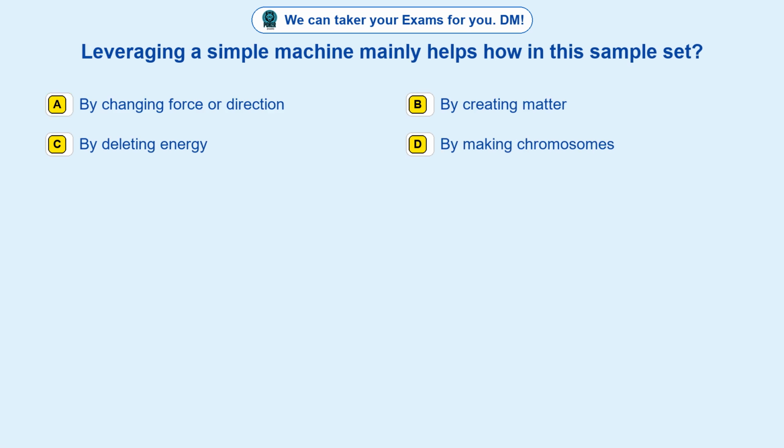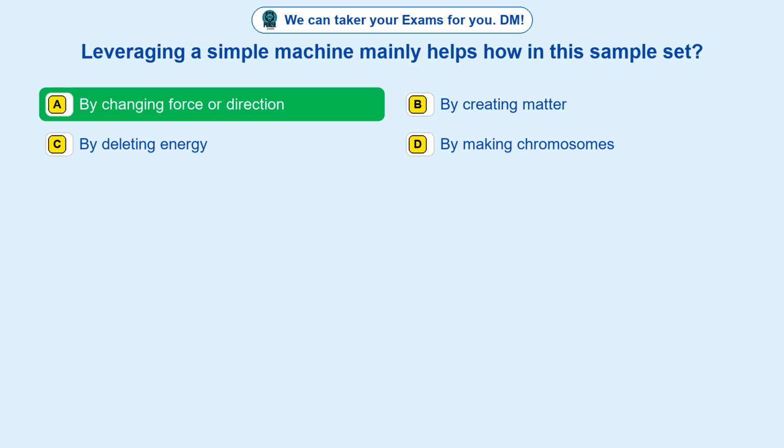Question 63. Leveraging a simple machine mainly helps how in the sample set? Option A, by changing force or direction. Option B, by creating matter. Option C, by deleting energy. Option D, by making chromosomes. The correct answer is option A.